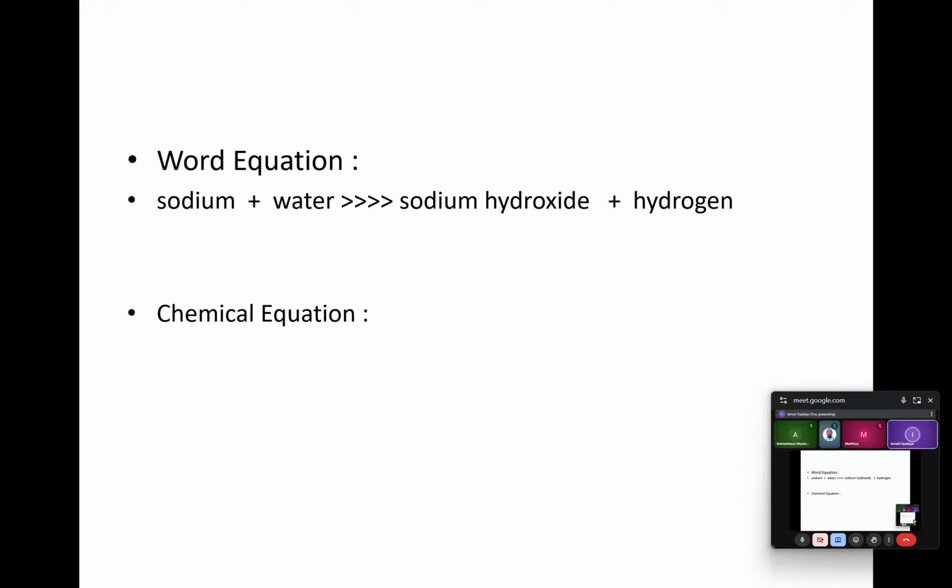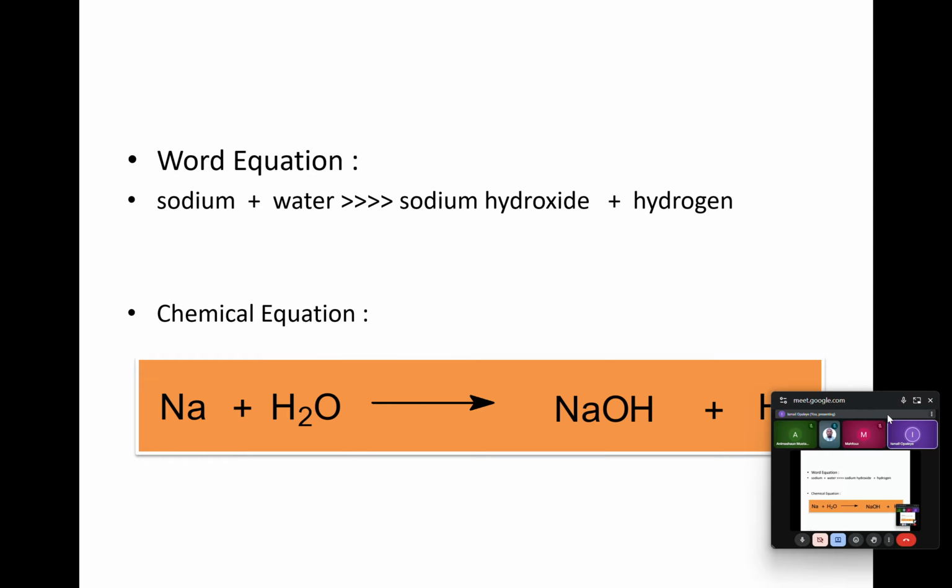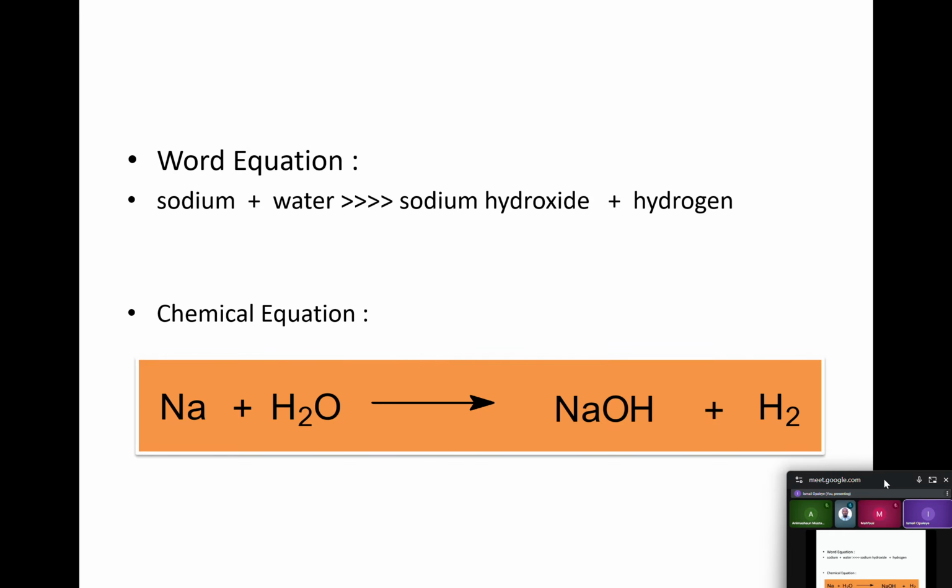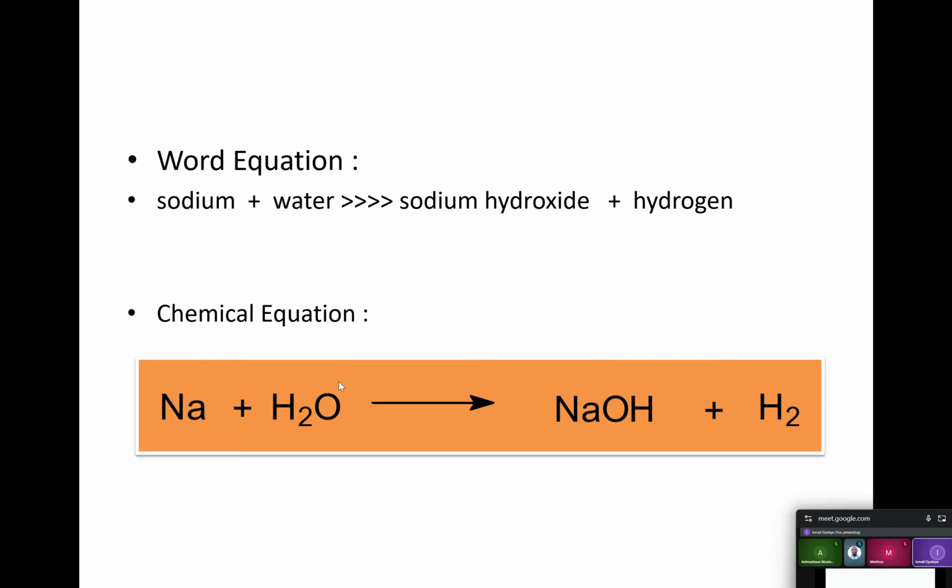To represent that using chemical formulas, that is the shorthand representation, you're going to have it in this format. We have sodium combining with H2O. It is important that you must know the chemical symbol for sodium. That is Na, from natrium. And for water, you must know the chemical formula, which is formed from the combination of hydrogen and oxygen in the ratio 2:1. When the two of them combine together, it results in the formation of sodium hydroxide, which is NaOH. Important to know that as well.